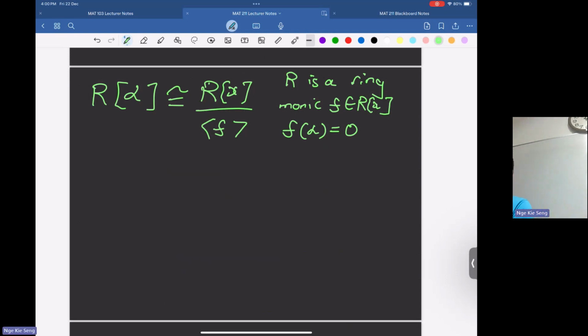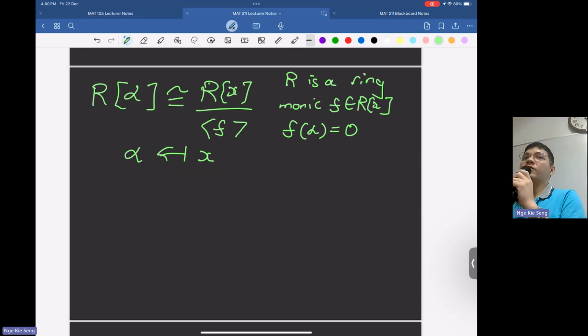Yes, good. You just simply send x to alpha, because this is the isomorphism. You can go either way, and then they are inverses of each other. So this is the isomorphism we refer to. Of course, when I say isomorphism, this word contains a lot of things: homomorphism, injective, surjective, bijective. You can check it.